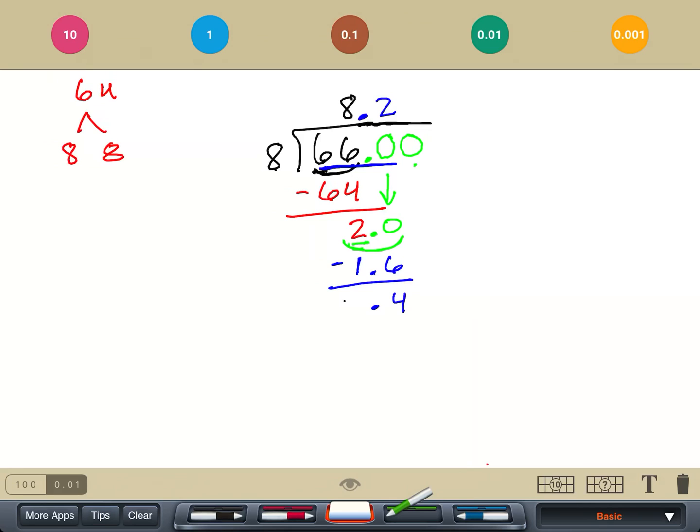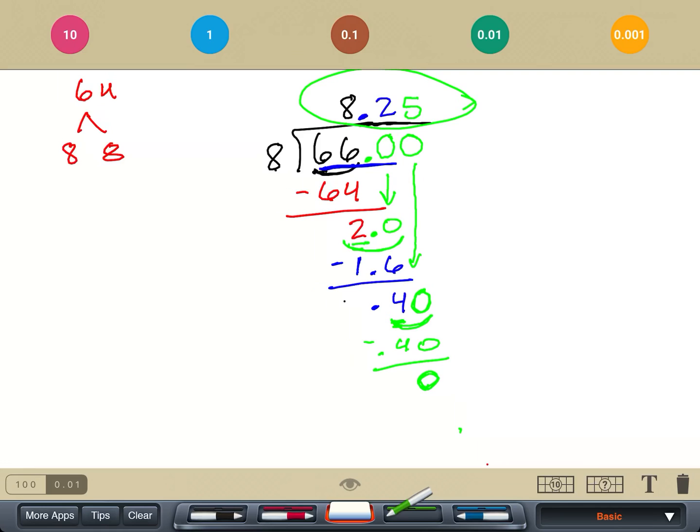Unless we add another 0 and bring it down again. We could think of this as 4 tenths, or we could rename it as 40 hundredths. I can't divide 4 tenths into 8 groups, but I definitely can divide 40 hundredths into 8 groups. And if you know that 40 divided by 8 is 5, then you also know that 40 hundredths divided by 8 is 5 hundredths. And that would use up all 40 hundredths that you have left. Now I have nothing left. I have no remainders, and I have a very accurate answer.